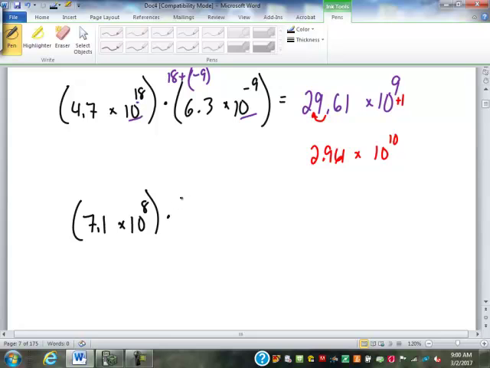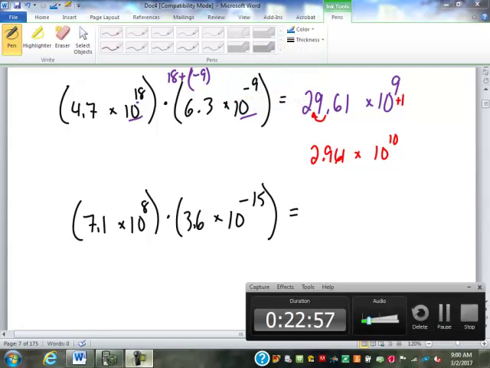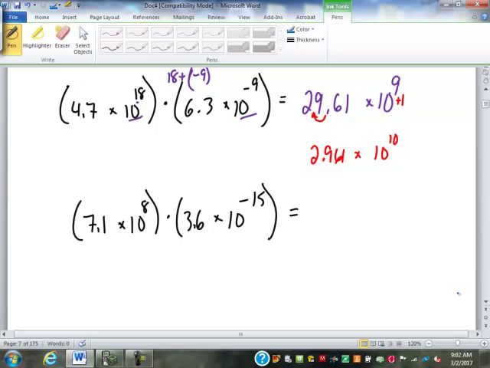So 7.1 times 10 to the 8th times 3.6 times 10 to the negative 15th. Try that one in your notes. See what you come up with. So I multiply 7.1 times 3.6, which is 25.56, times 10 to the negative 7. 8 plus negative 15 is negative 7. Then what?